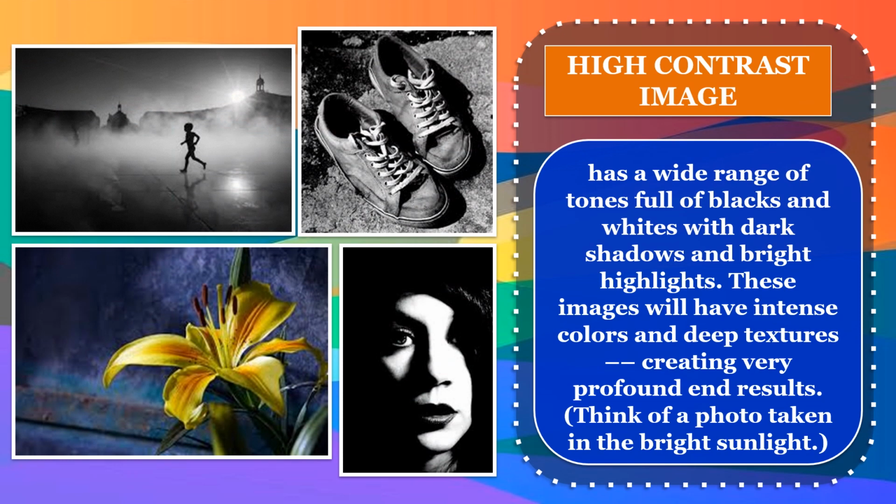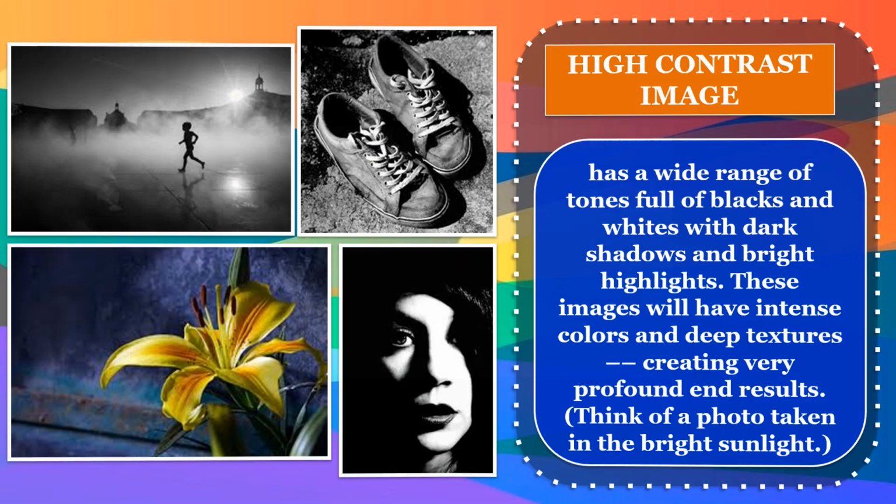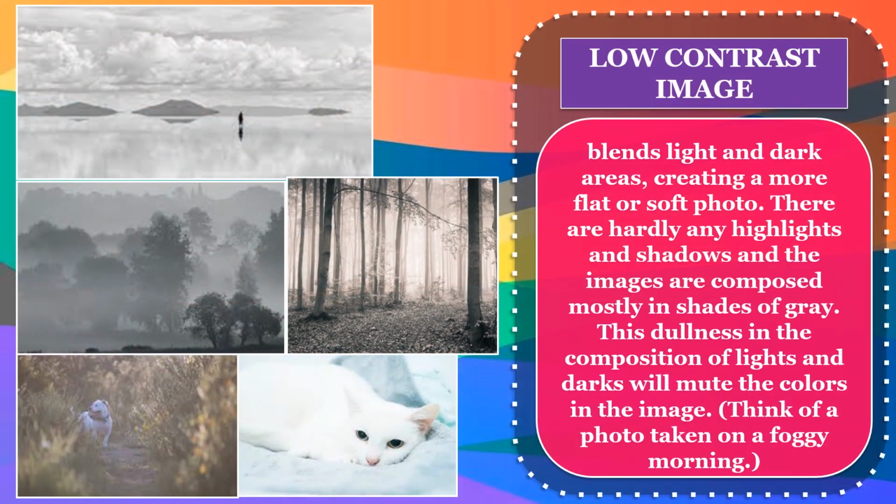High contrast has a wide range of tones full of blacks and whites with dark shadows and bright highlights. These images will have intense colors and deep textures, creating very profound end results. Think of a photo taken in the bright sunlight. Low contrast blends light and dark areas, creating a more flat or soft photo. There are hardly any highlights and shadows, and the images are composed mostly in shades of gray. This dullness in the composition of lights and darks will mute the colors in the image. Think of a photo taken on a foggy morning.